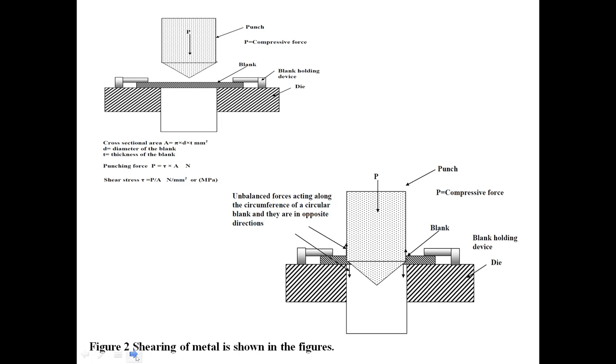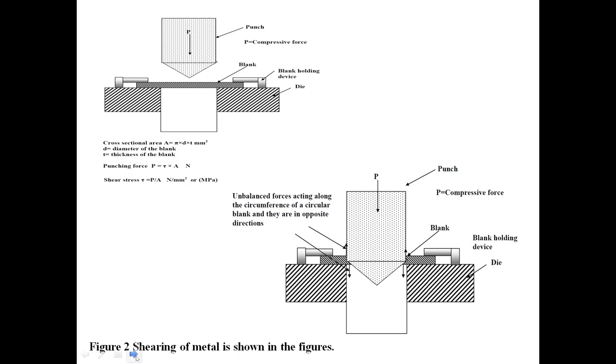Here in the second diagram, I have shown the development of shear stress in a metal forming process. Say the sheets are subject to blanking force. Because of the applied blanking force, shear stress is developed in the part. So there will be an unbalanced force acting along the circumference, which results in shearing of the part.